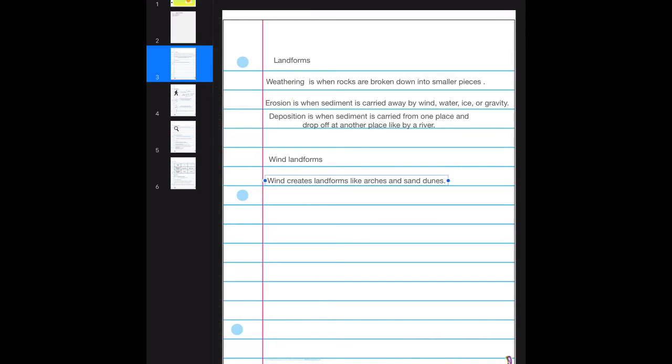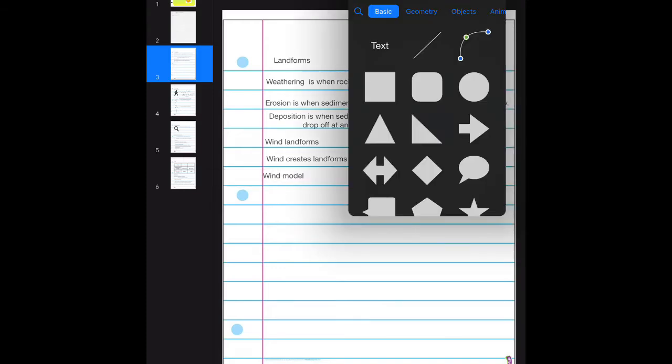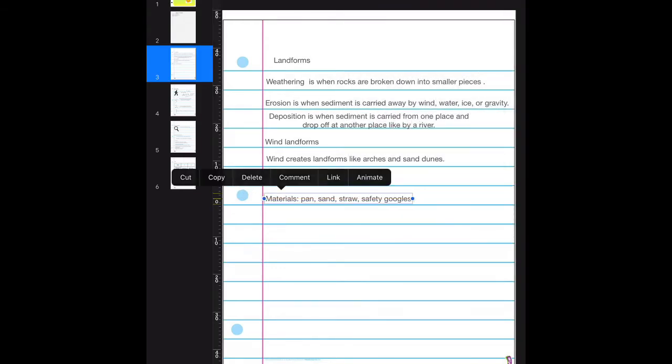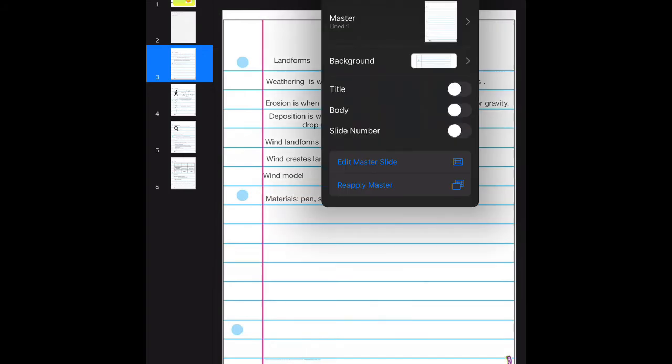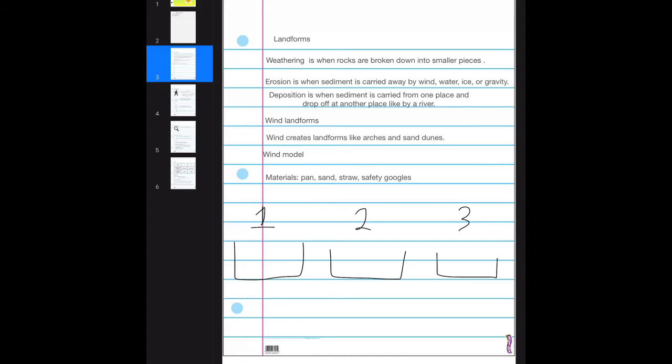Last thing I'm going to add today is our sand dune model. I'm going to record the materials we used, which was the tray, the sand, the straw, and the goggles. Lastly, I'm going to draw and explain what happened.